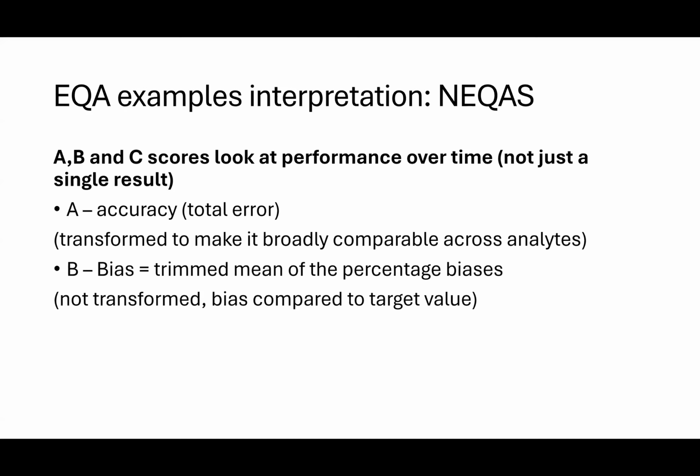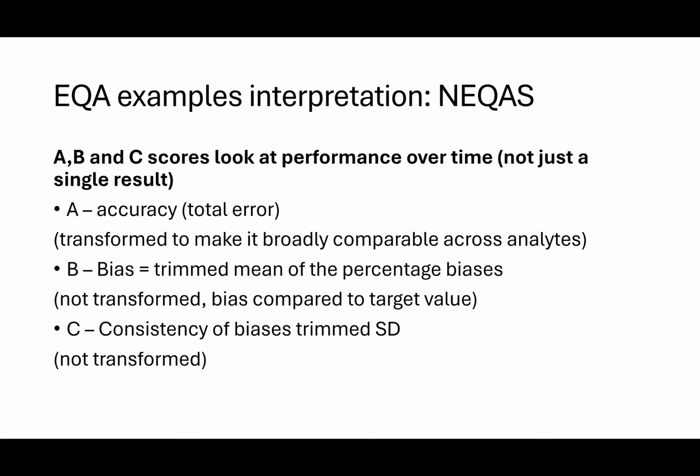So the acceptability of the B score will depend on the analyte that you're testing, but the closer to 0, the better. And then the C score is the SD of percent biases within the time window. And it's also not transformed. So the consistency of the C score tells you on average if you have the same bias pattern. And again, the lower the better.